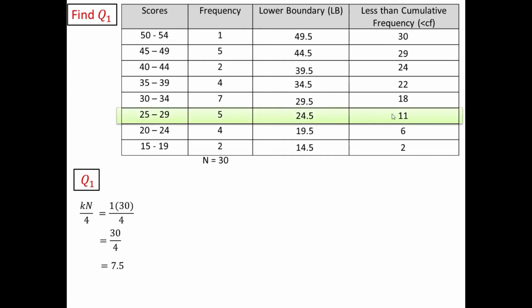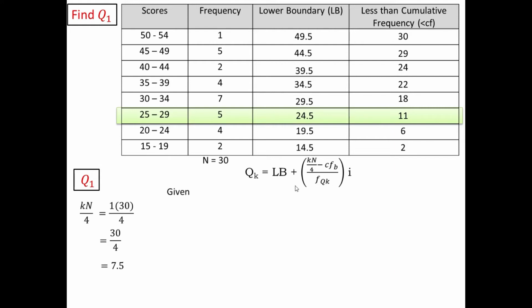Therefore, etong class na to yung ating first quartile class. Okay? Pag na-identify na natin yung ating quartile class, pwede na natin gamitin yung ating formula. Q sub K equals LB plus quantity K times N over 4 minus CFB over FQK times I. Hahanapin muna natin yung mga specific values nung mga kasama dito sa ating formula.